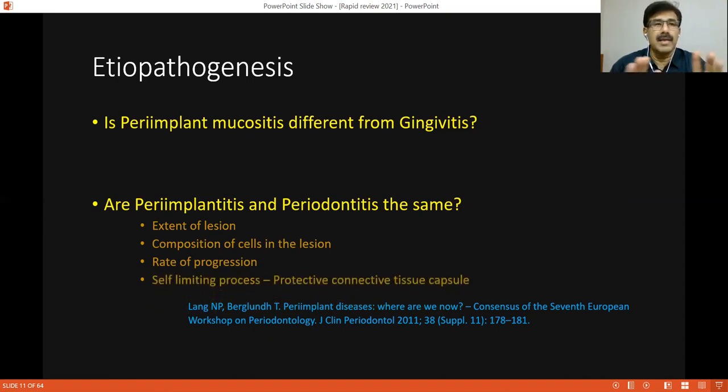But when you look at a periodontal lesion, at the most apical aspect of the lesion, you always have a self-limiting or protective capsule. But in periimplantitis, this protective capsule is not there. You can see that the infection extends almost to the bone, where the bone is lined by a lot of osteoclasts. So these are the basic differences between periimplantitis and periodontitis, and both of them almost share the same microbiology and the same etiopathogenesis.